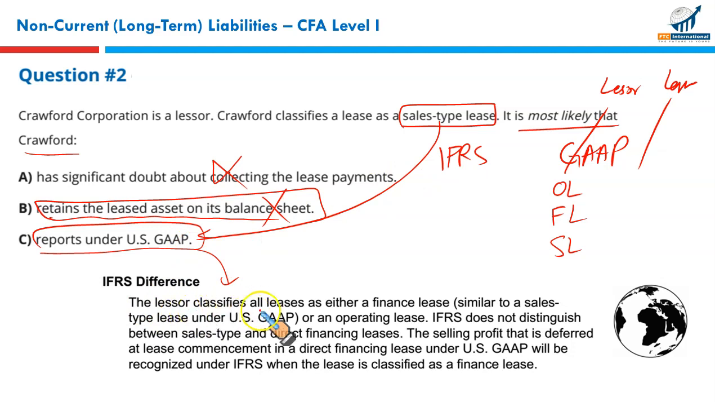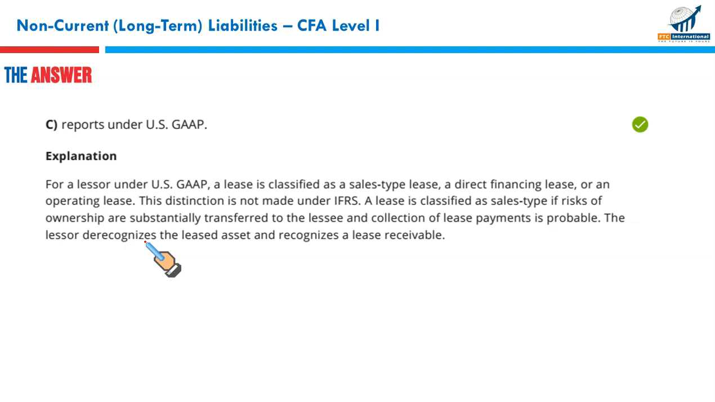The lessor classifies all leases as either a finance lease, similar to the sales type lease under the US GAAP. This is the IFRS difference. Or an operating lease. So finance lease and operating lease is the classification under the IFRS, whereas in the new US GAAP leasing standard, the lease is classified as a finance lease for lessee and sale type lease for lessor. And if they do not meet the criteria, then they have the other classifications of operating lease and direct financing lease. So that makes C the correct option, because sale type lease classification is only available in the US GAAP. C.